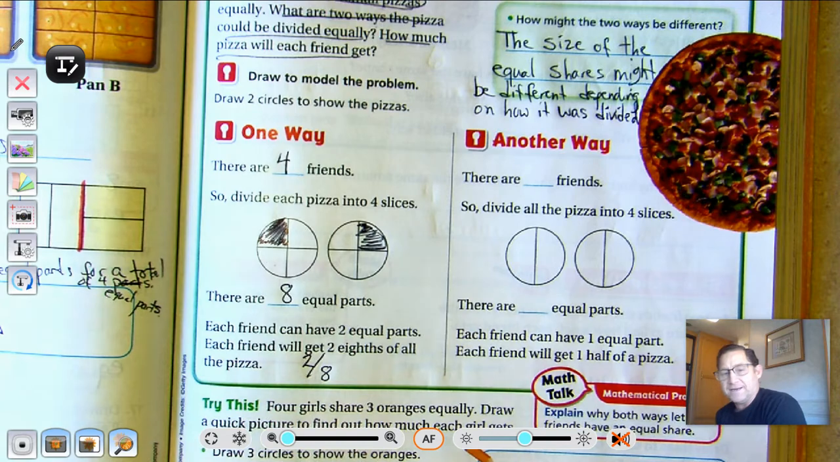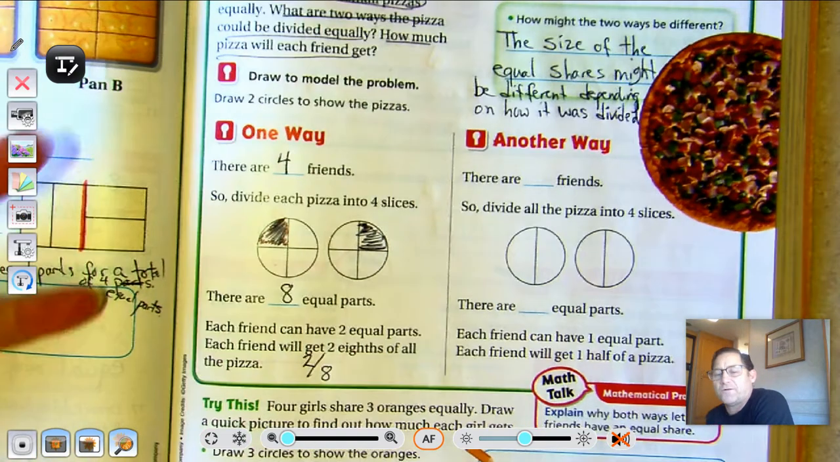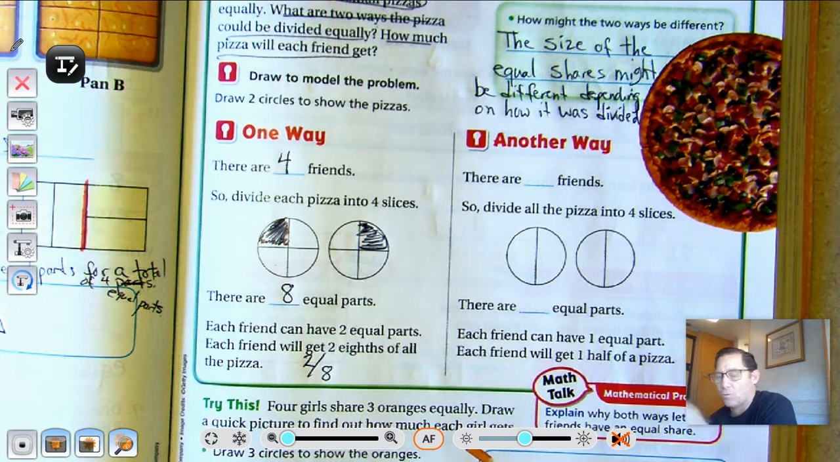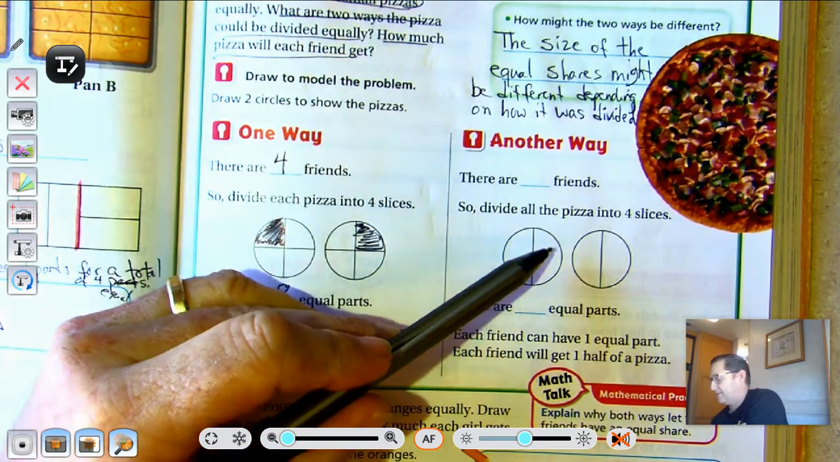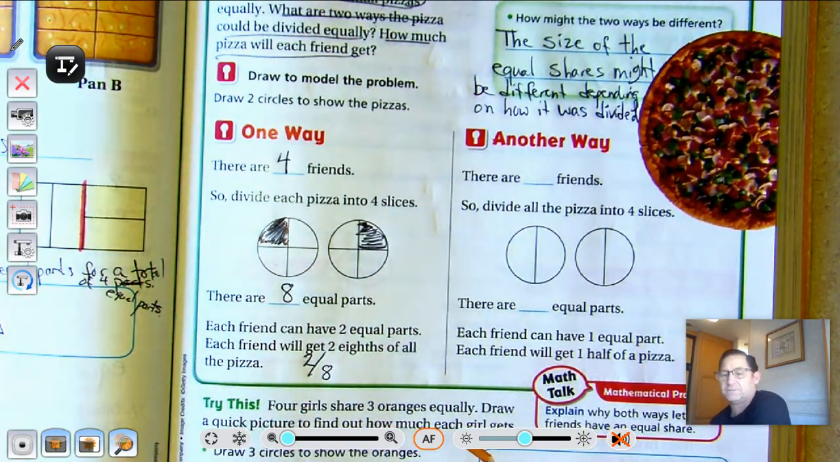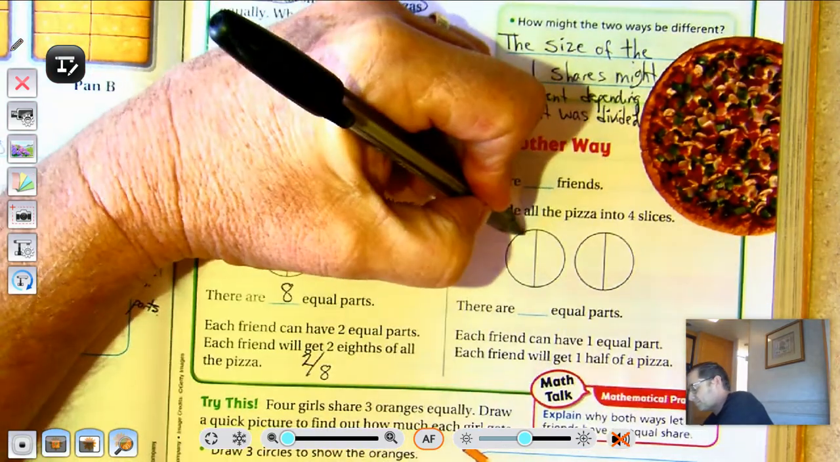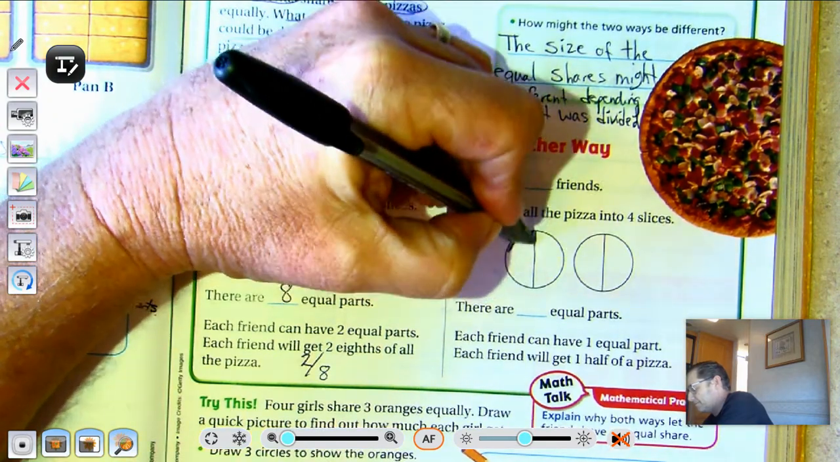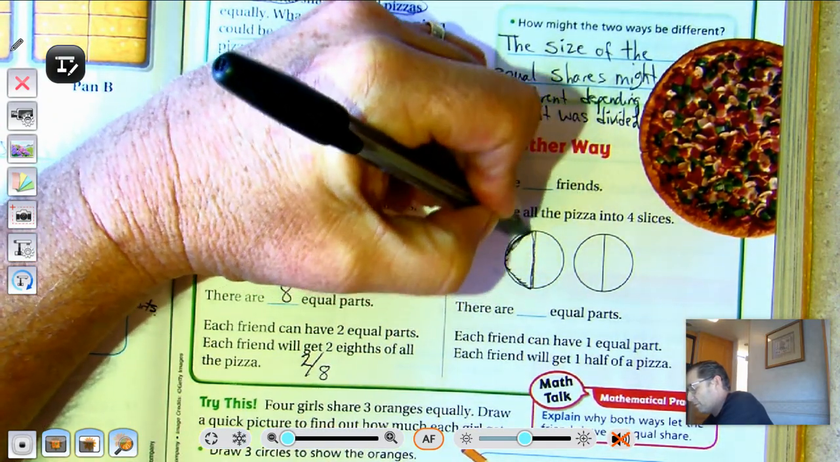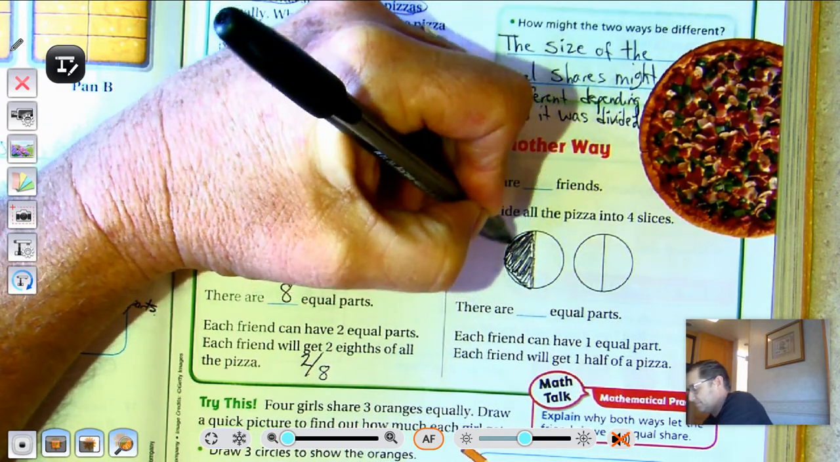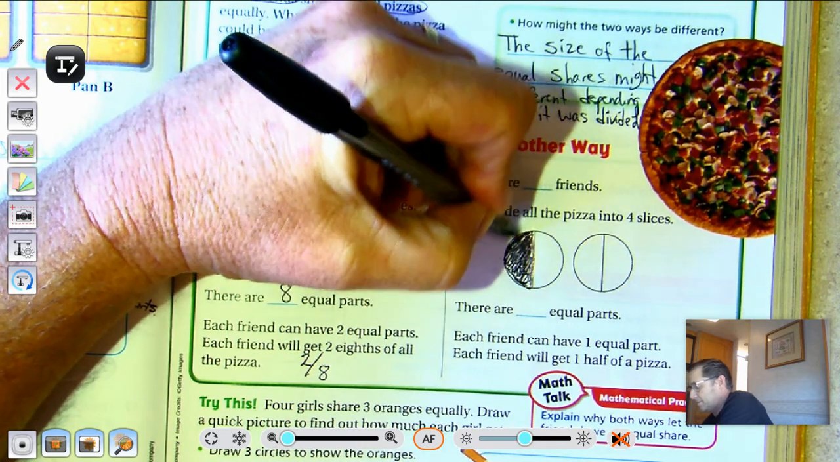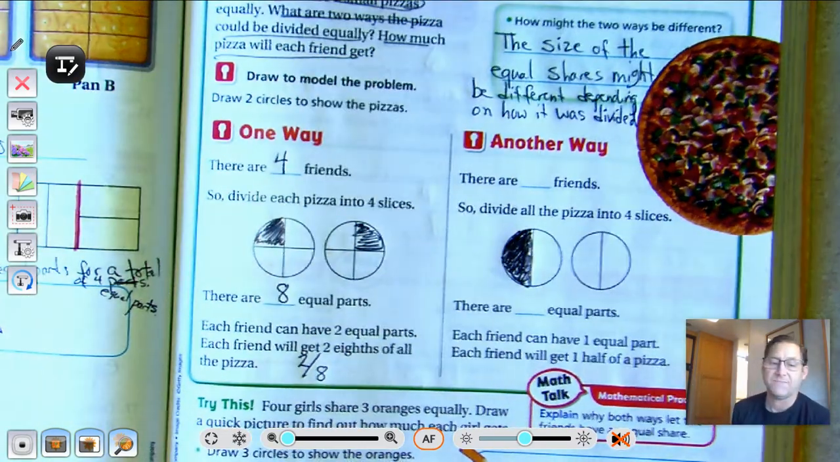Well, another way we can look at it is to say, okay, so there's 4 friends, right? Well, why don't we just make 4 slices total? Okay, I only have to share it 4 ways. So if I cut this first pizza into 2 pieces and the other one into 2 pieces, don't we have 4 pieces? Sure. And so if we do that, then the one friend would have 1/4. I'm sorry, 1/2 of a pizza. Okay, 1/2 of a pizza.